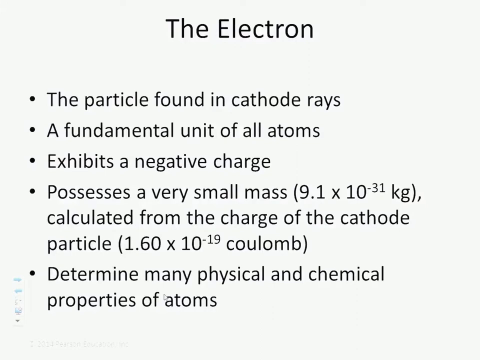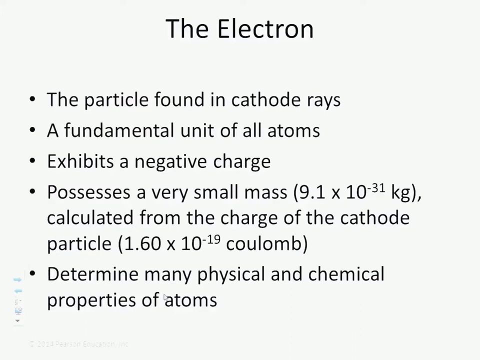All right, so the electron, at this point, particles were found in cathode ray tubes. They're the fundamental unit of all atoms, so the idea is that they exist inside of all atoms. They have a negative charge. They have a very small mass, which is 9.1 times 10 to the minus 31 kilograms, and that mass was calculated from Millikan's experiments where he knew the charge of the cathode particle, which is 1.60 times 10 to the minus 19 coulombs. Basically that was the particle charge that he was able to determine from his oil drop experiments, and it let him determine not only the charge of the electron, but the mass of that electron.